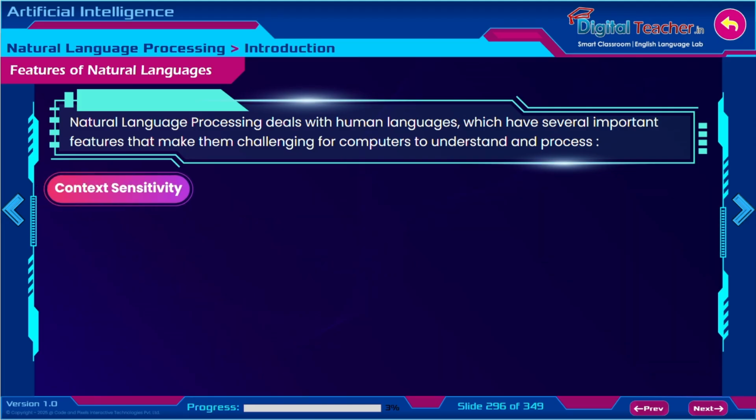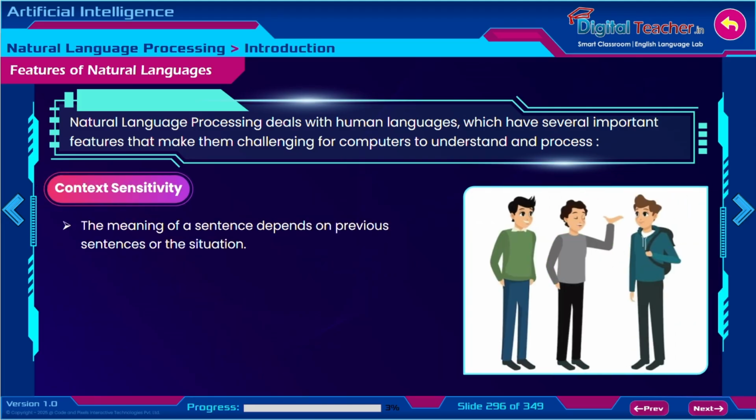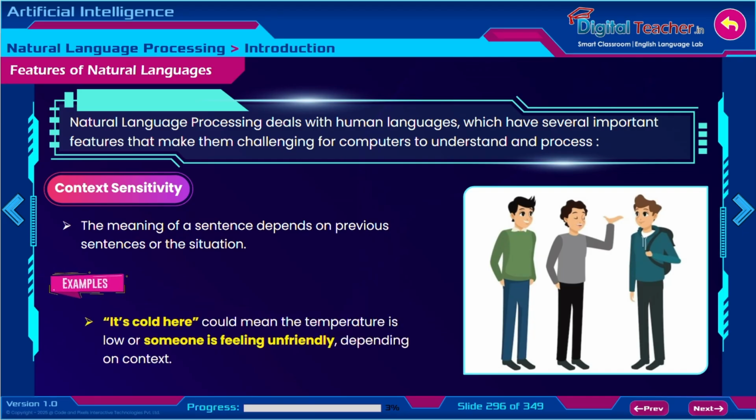Context sensitivity. The meaning of a sentence depends on previous sentences or the situation. For example, "It's cold here" could mean the temperature is low or someone is feeling unfriendly, depending on context.